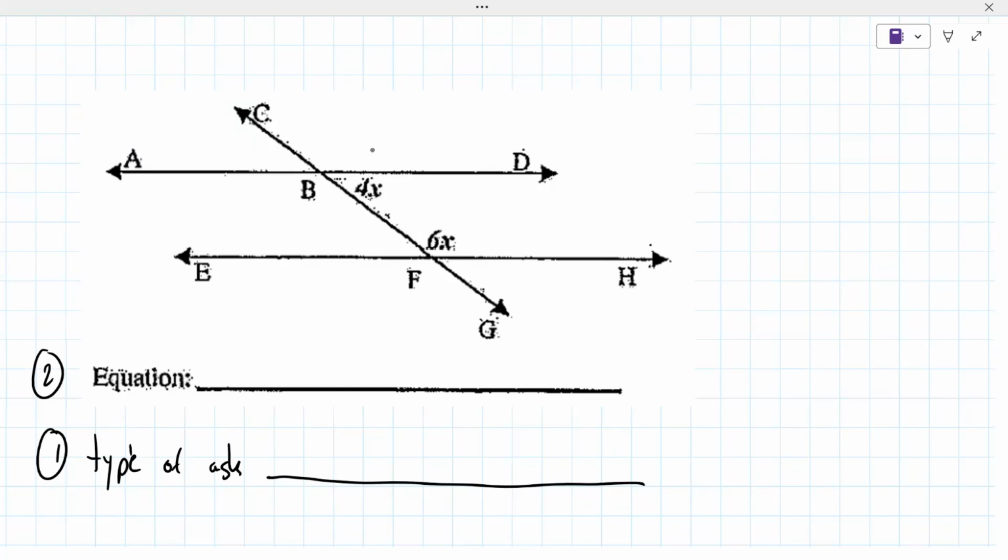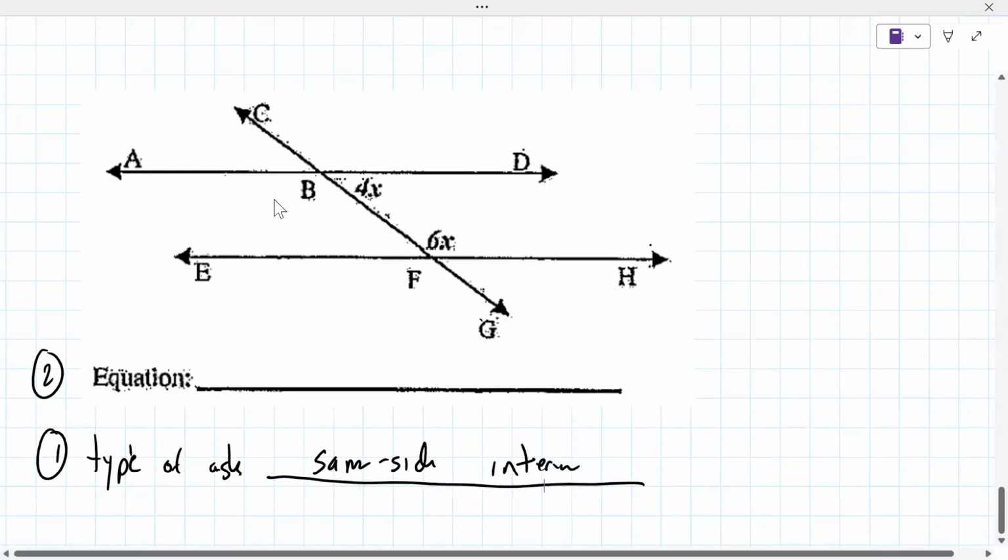Oh, wait, what was the word you just told me? Well, I think this is same side interior. It is same side interior. What's that word again? I said consecutive. Oh, yeah, consecutive. I think that's fine.